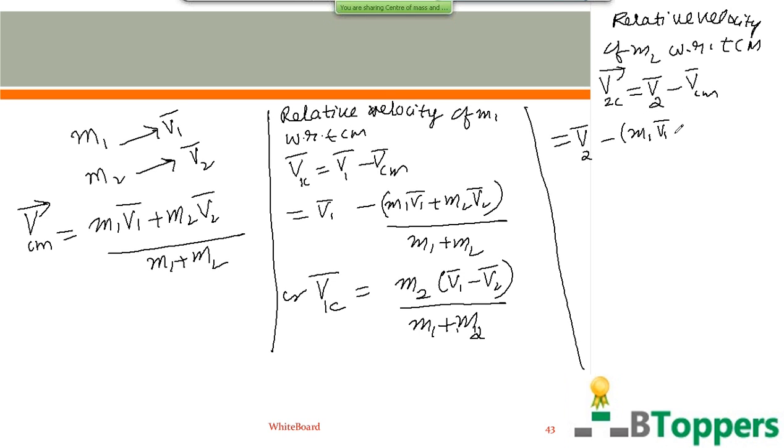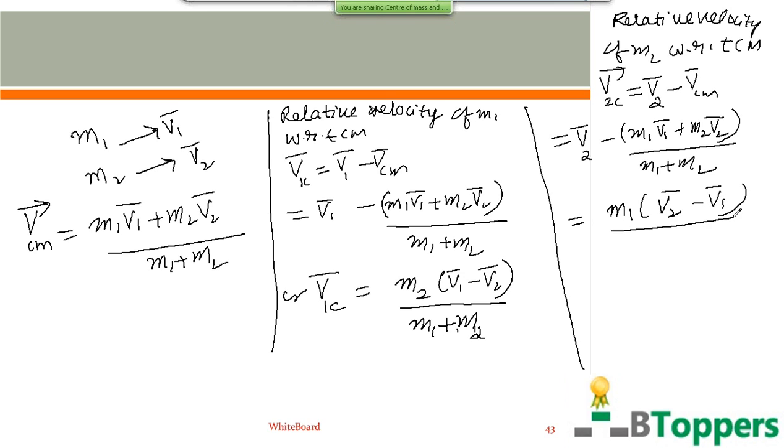vcm bar you can write m1 v1 bar plus m2 v2 bar by m1 plus m2. You can simplify this. You get m1 into v2 bar minus v1 bar by m1 plus m2. The masses m1 and m2 are always positive scalars. So m2 by m1 plus m2 is a positive scalar. In the same way, m1 by m1 plus m2 is a positive scalar.